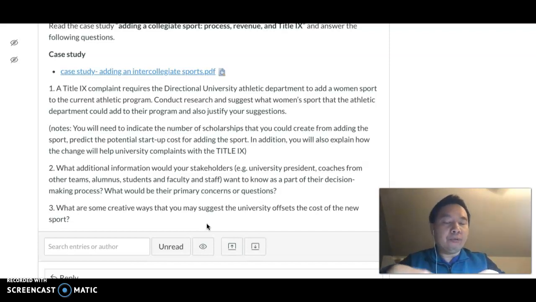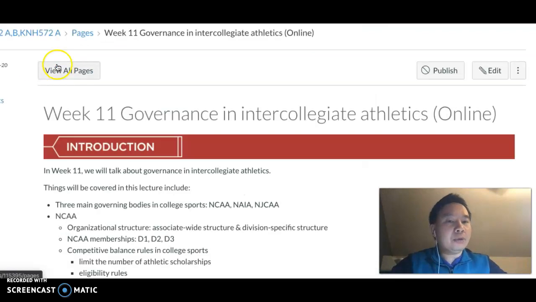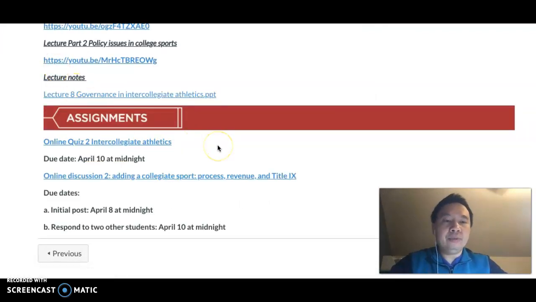When I finished grading the first online discussion, one of the big problems was that about 10%, 20% of students only provided their own answers, but forgot to respond to other students' answers. So make sure you do both parts if you want to get these 20 points. Okay, so this is about online discussion 2. For this week, again, we have an online quiz and also an online discussion.